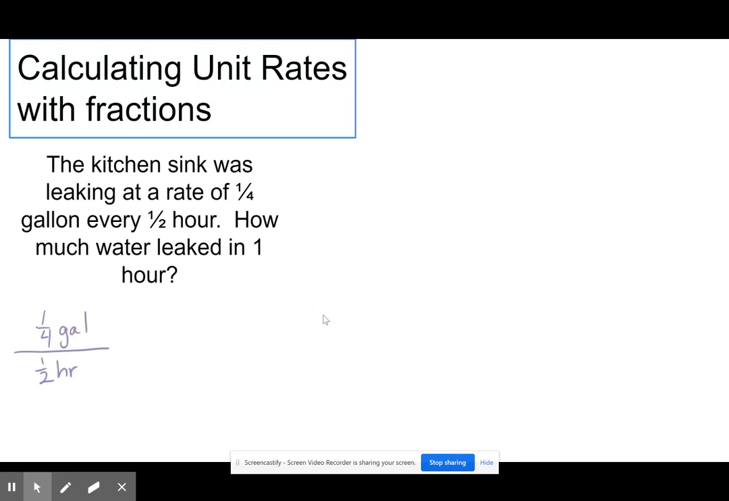Okay, so here's the rate that we know. There's 1/4 of a gallon for every half hour. We use division just like we did with whole numbers. 1/4 divided by 1/2. We want to know the gallons per hour, so we divide the gallons by the time. The order of division matters.